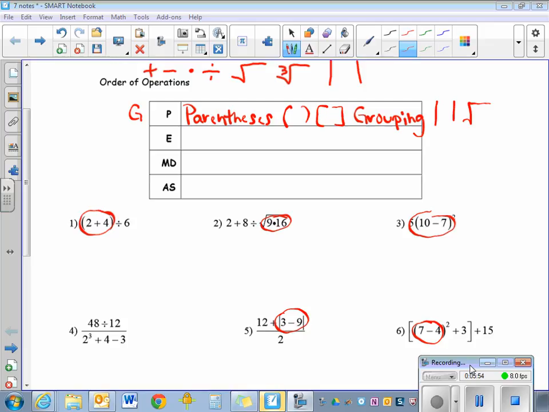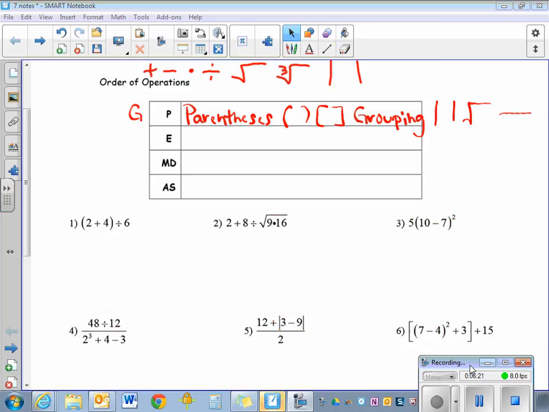Very good. And then also, sometimes when you see that fraction bar, such as number 4, we have to simplify the numerator, and we have to separately simplify the denominator before we can actually do that. So you can kind of think of the fraction bars also need to group together the top and group together the bottom. Alright, so that's grouping. We want to always do that first. Again, this is order of operations, so it tells us which operation to do first. Okay. After we've taken care of any grouping, then we need to next do exponents, and that's our letter E.